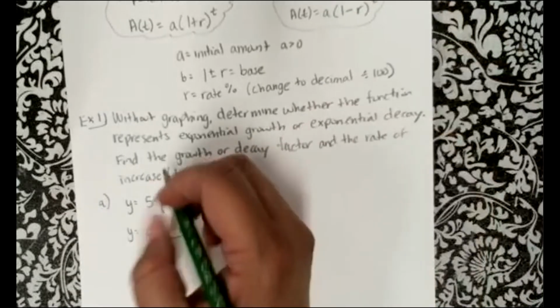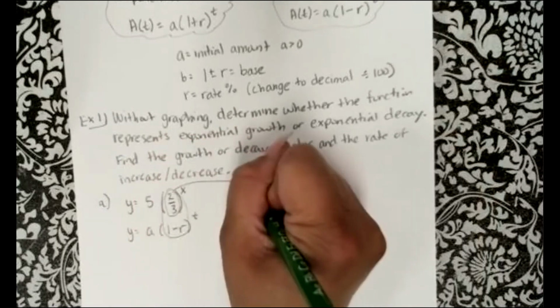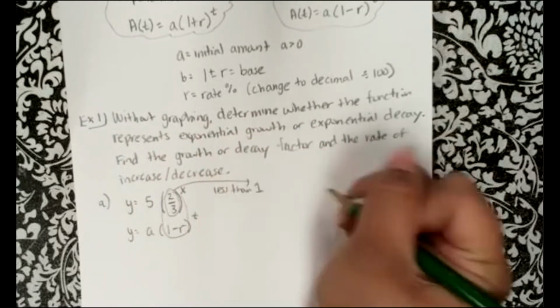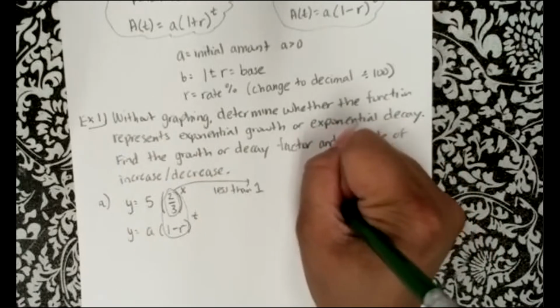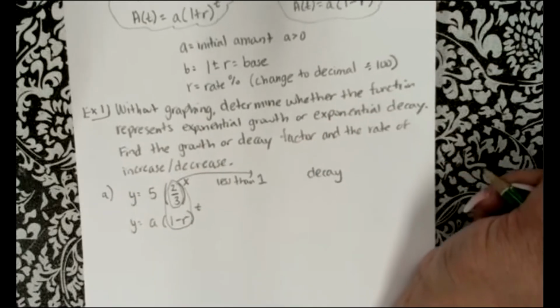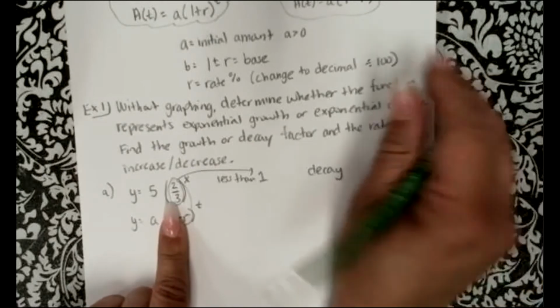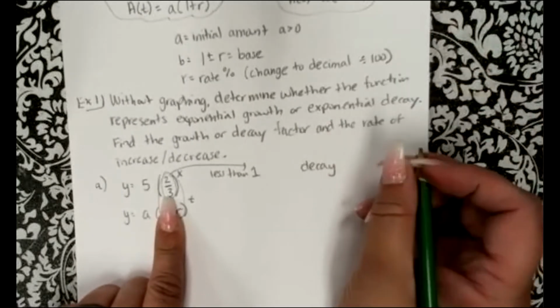So right here, if I take this piece, this is less than 1. So automatically, it's going to be a decay problem. Now, to find the decay factor, that is your decay factor. Okay, so my decay factor is 2/3.